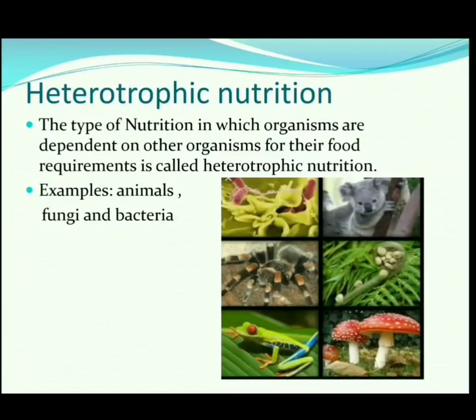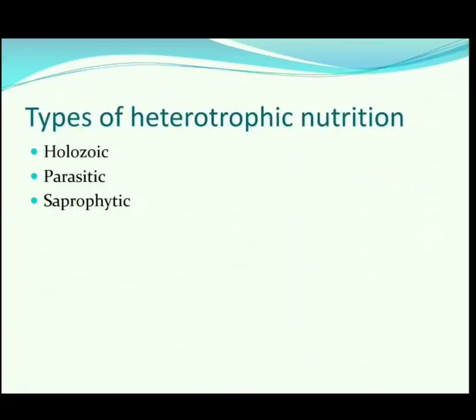Okay. So the next, heterotrophic nutrition. Heterotrophic is a type of nutrition in which organisms are dependent on other organisms for their food requirements. For example, all animals are heterotrophs because they depend on others to get food, as well as fungi and bacteria. So let's see the types of heterotrophic nutrition.